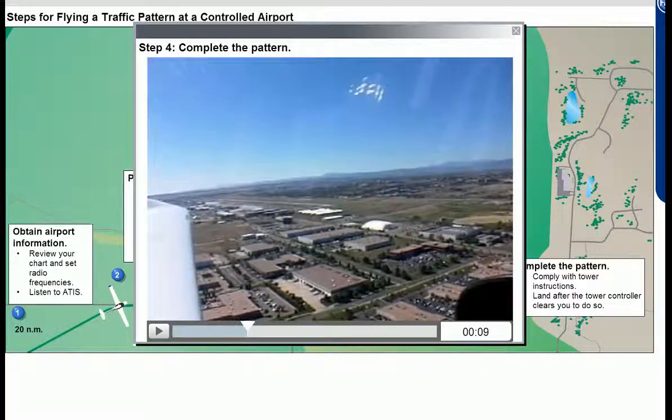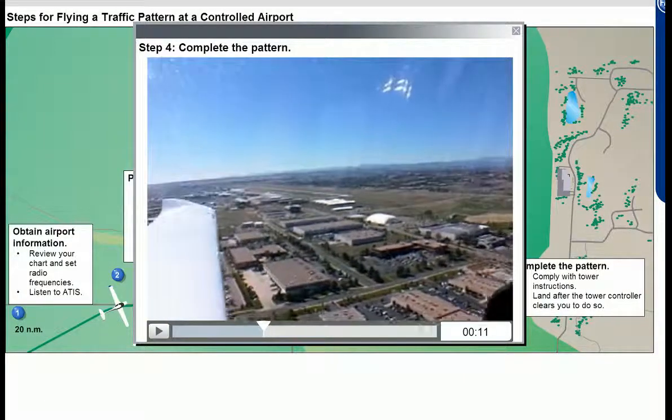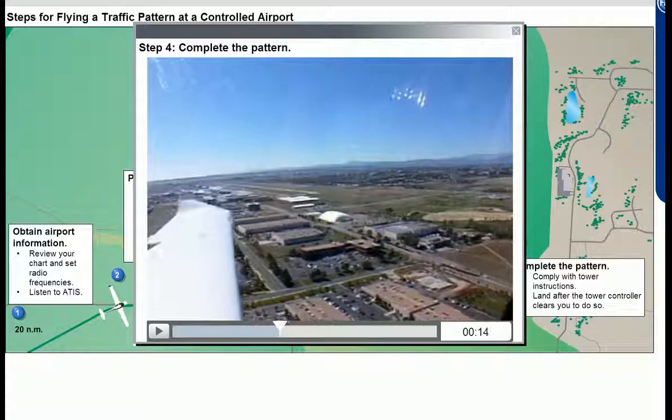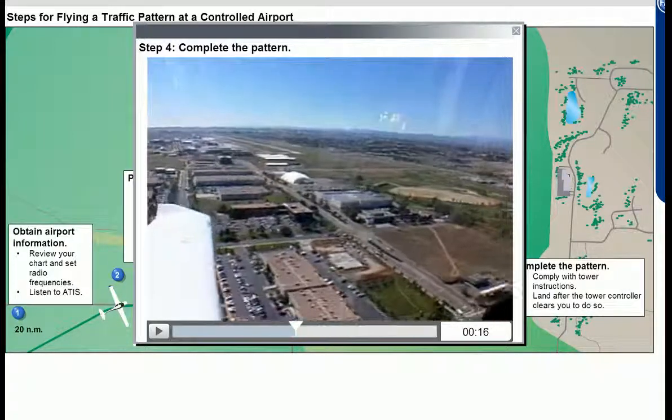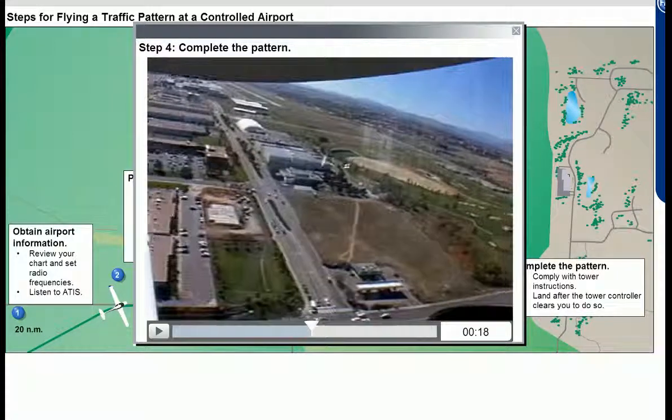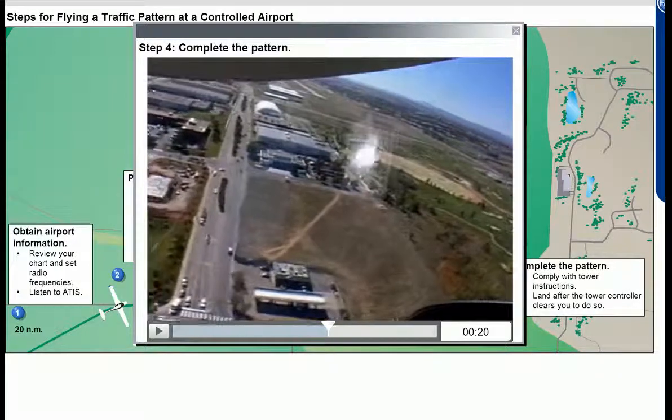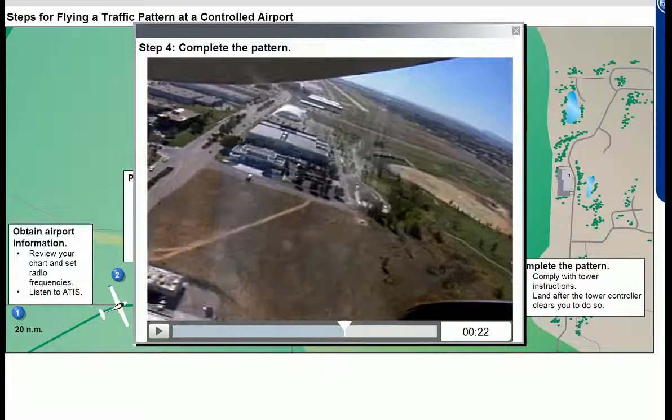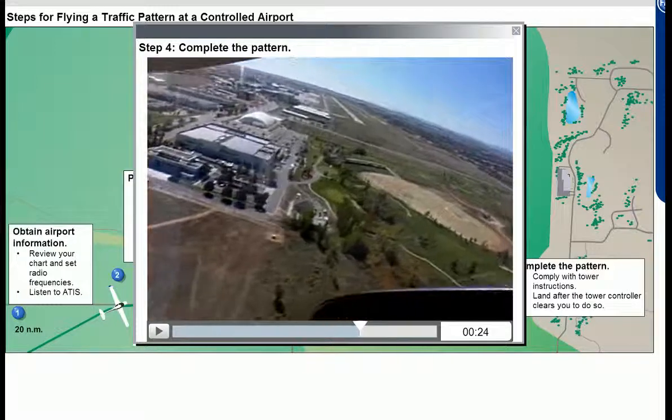Okay, the tower has cleared you to land. And you see the runway. You're going to go ahead and start turning final here. We're on a little bit wide of a base. And you'll notice that you also have a parallel runway to the right, so you don't want to overshoot as you turn final here. That's good.